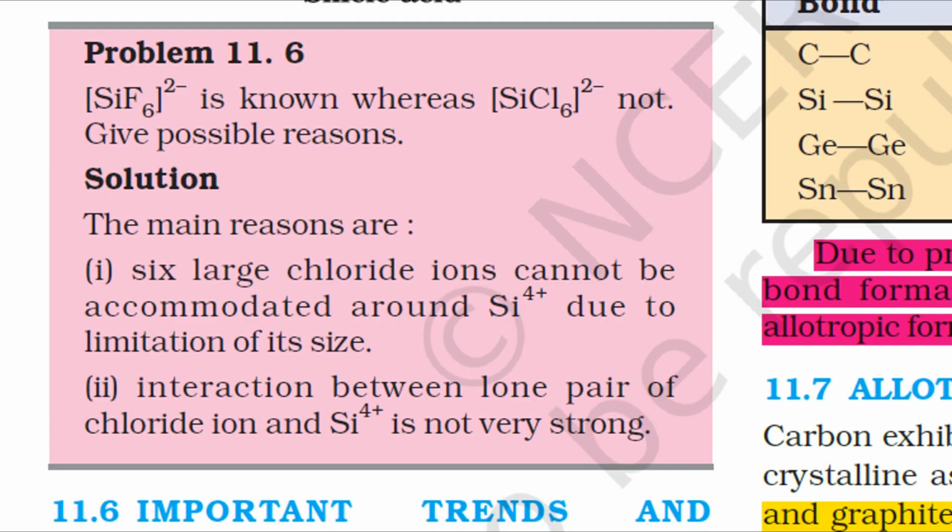Next, problem 11.6. SiF6 2- is known, whereas SiCl6 2- is not. Give possible reasons. So the answer is, the main reasons are: six large chloride ions cannot be accommodated around Si4+ due to the limitation of its size. Second, the interaction between the lone pair of the chloride ion and Si4+ is not very strong. So this is the reason why SiF6 2- exists whereas SiCl6 2- does not exist.